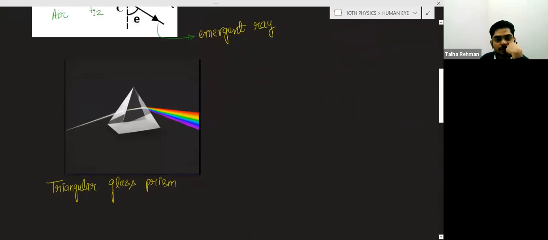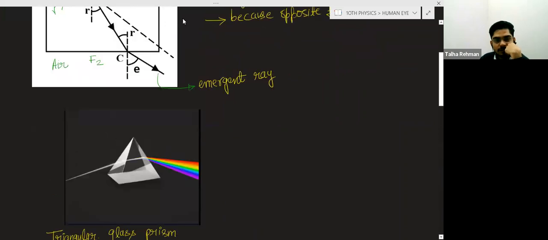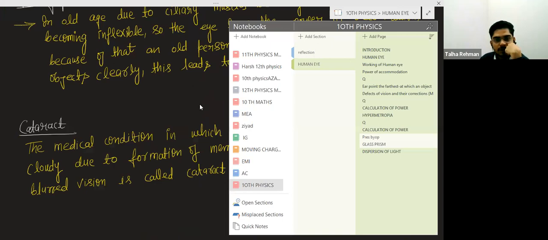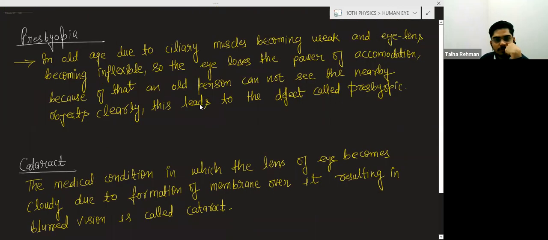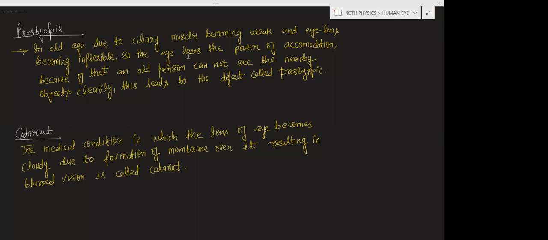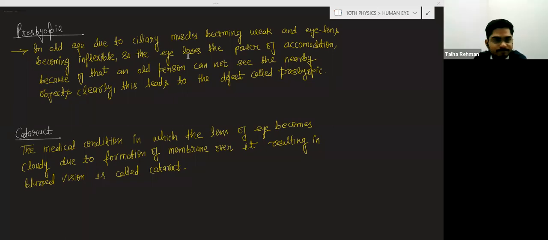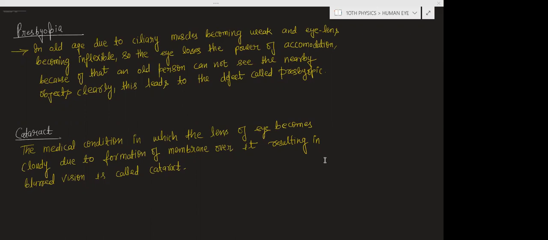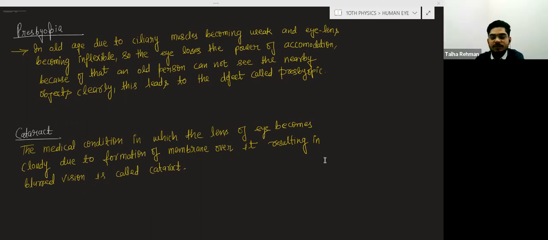Write down, Matthew and Hiba. Hamna, what is your name? Hamna and Abdullah and Martin. Write down. Hello Abdullah, how are you? Yeah, fine, sir. Abdullah, so this is presbyopia basically, and this is cataract. So please write it down. Okay, Martin and Hamna, please write down.